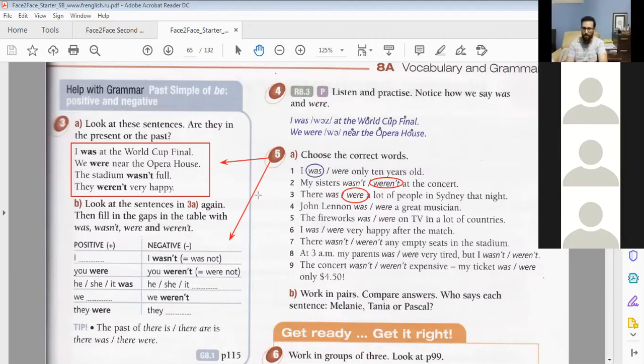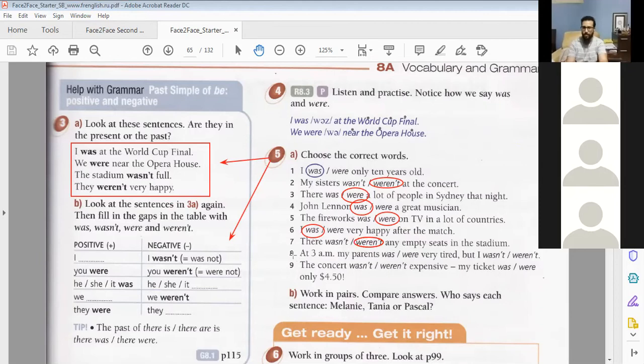Okay, Besma, number 4. John Lennon was a great musician. Very good. Number 5, Media. The fireworks were on TV in a lot of countries. Good. Number 6, Manal. I was very happy after the match. Nice. Number 7, Basma. Yes, there weren't any empty seats in the stadium.